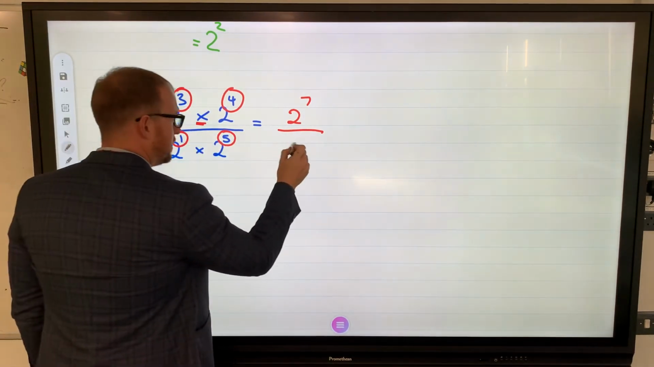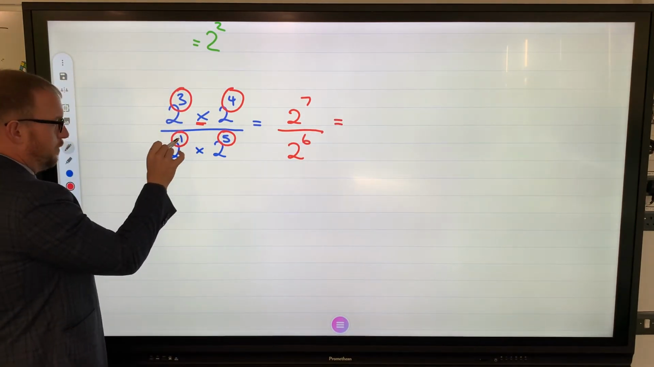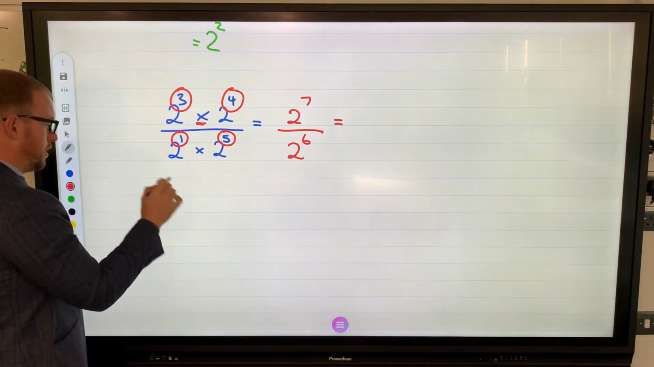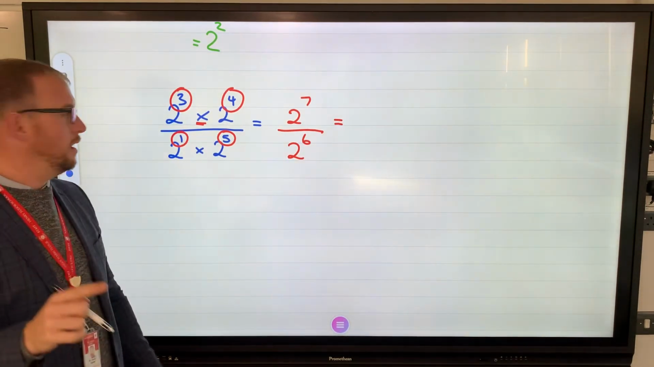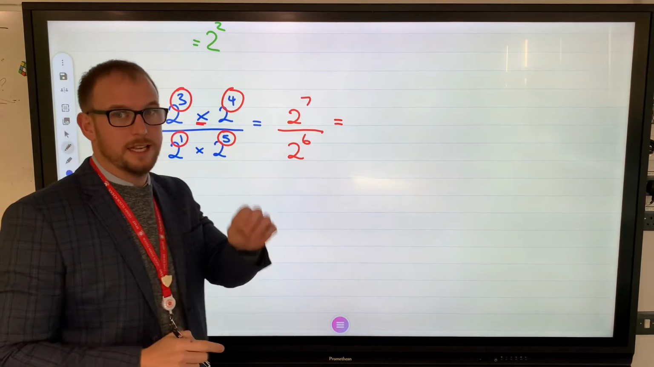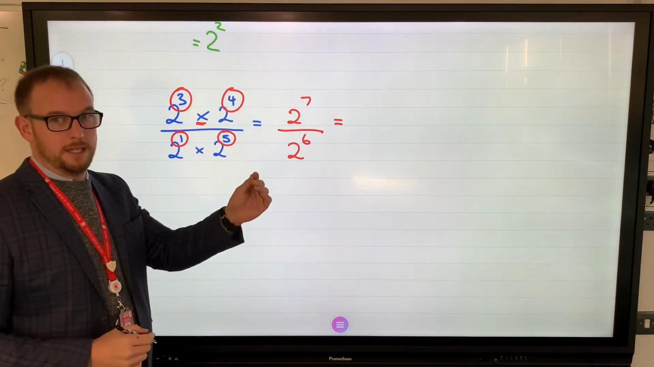1 add 5 is 6. You'll see here I've got 2 to the power of 1. You will notice though, sometimes you will see just a 2 by itself. Any number by itself, technically it's to the power of 1. So you could put it in or just remember that it's there.